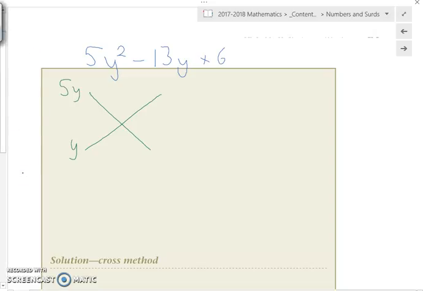Now, if that was a 6, I could have 2y and 3y, or y and 6y. Does that make sense? They are different factor pairs, and what we would have to do is test them. Okay? So now we actually have a 6 at the end. We have to do one of these crosses for each factor pair. Does that make sense? Okay.